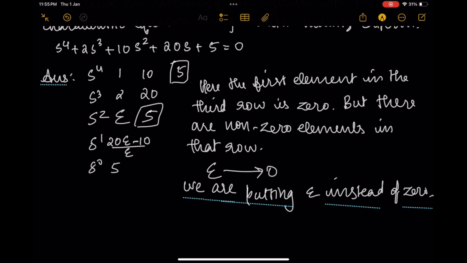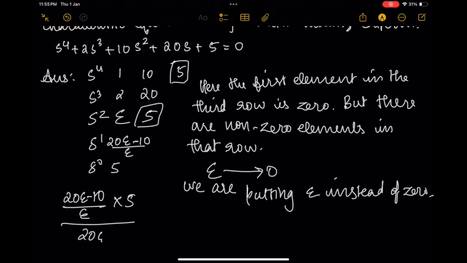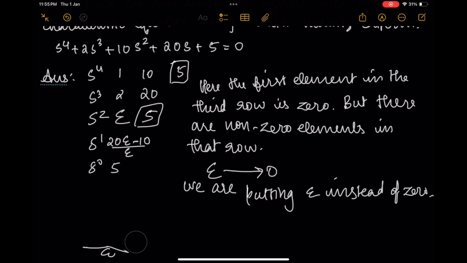That is, simply I can write 20 epsilon minus 10 by epsilon, into 5, divided by 20 epsilon minus 10 by epsilon. It's basically 5 only. That's why I wrote 5. Okay, that's it. Now we have finished our Routh array.